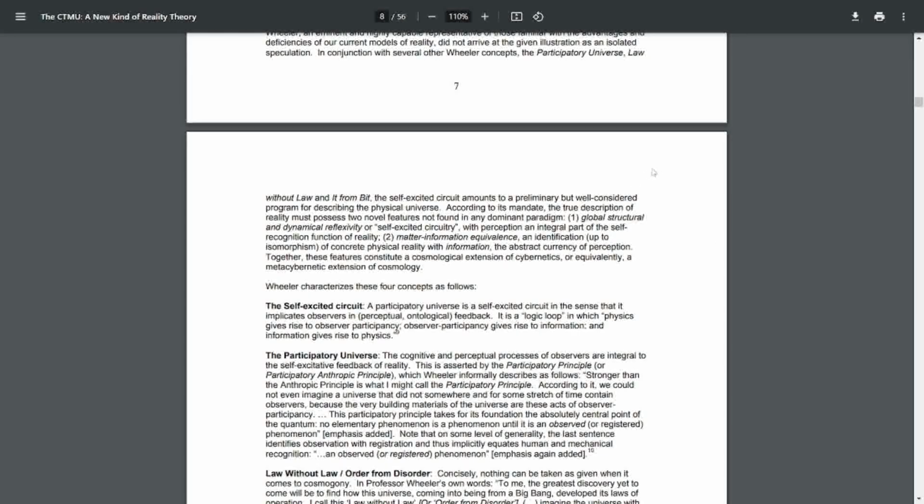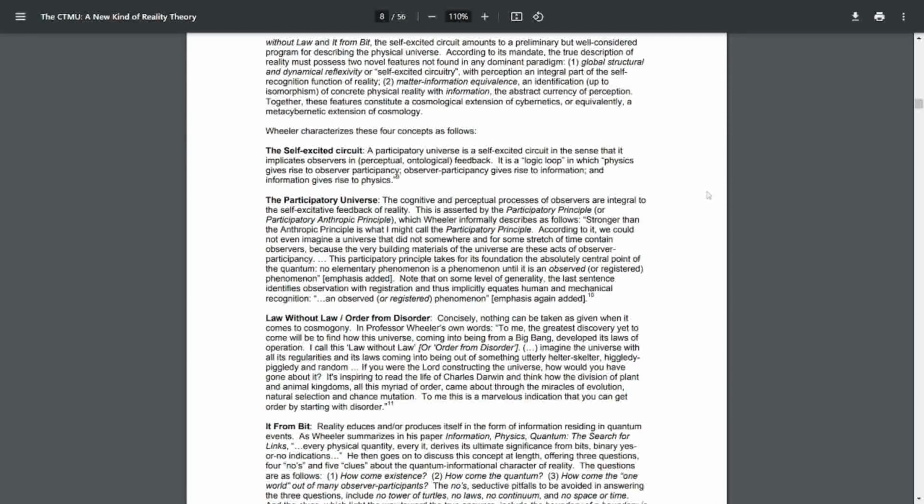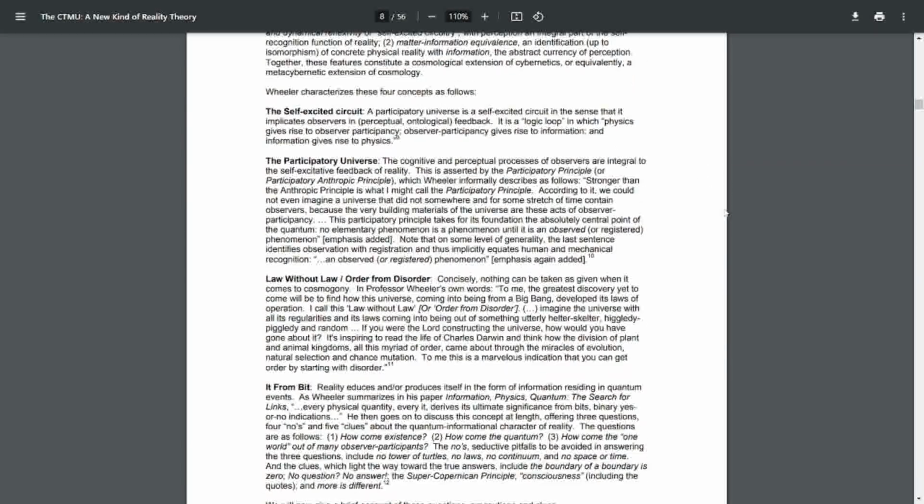Wheeler characterizes these four concepts as follows. The self-excited circuit: a participatory universe is a self-excited circuit in the sense that it implicates observers in perceptual ontological feedback. It is a logic loop in which physics gives rise to observer participancy, observer participancy gives rise to information, and information gives rise to physics. All right, I think that's fairly good.